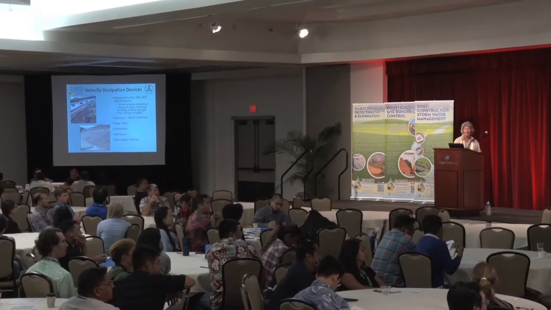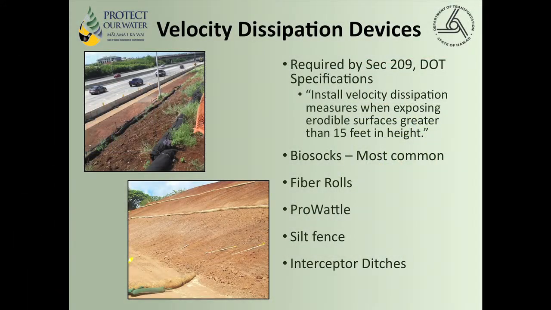As I said, and this is a quote out of Section 209 of the DOT specifications, install velocity dissipation measures when exposing erodible surfaces greater than 15 feet in height. They should be about halfway up on a slope that's 15 feet. If you have a very long slope, you need to consider several layers of dissipation devices.